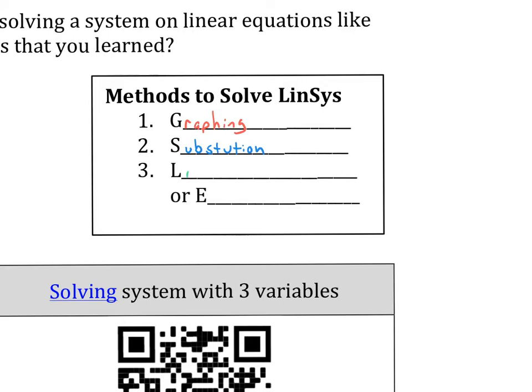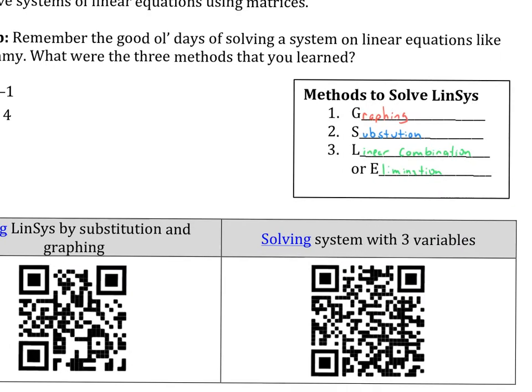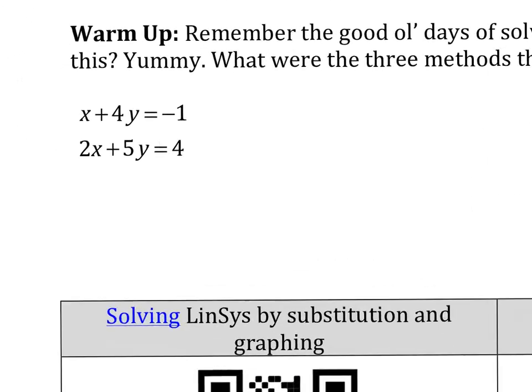We can solve by linear combination, or it's also known as elimination. Why is it called these things? Well, because when you combine the linear equations, they eliminate a variable at first. So we're going to solve using the first one, linear combination.